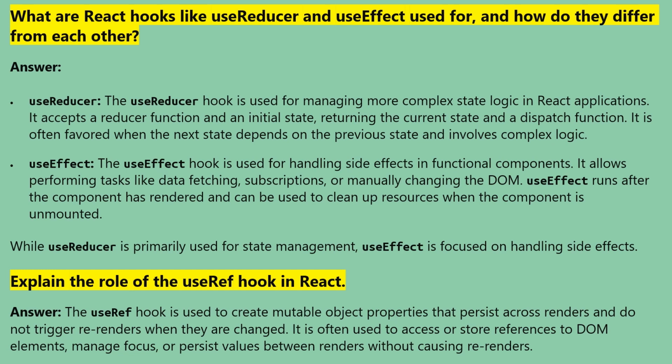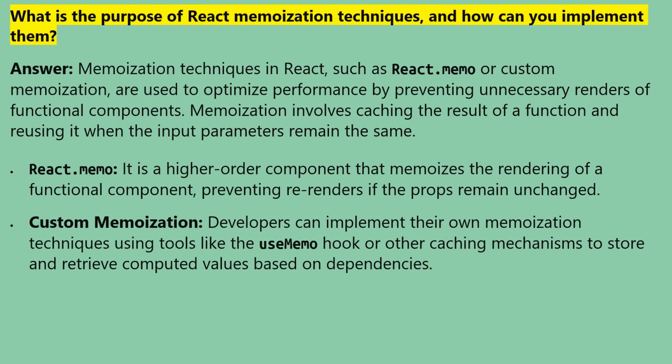Explain the role of the useRef hook in React. Answer: the useRef hook is used to create mutable object properties that persist across renders and do not trigger re-renders when they are changed. It is often used to access or store references to DOM elements, manage focus, or persist values between renders without causing re-renders.